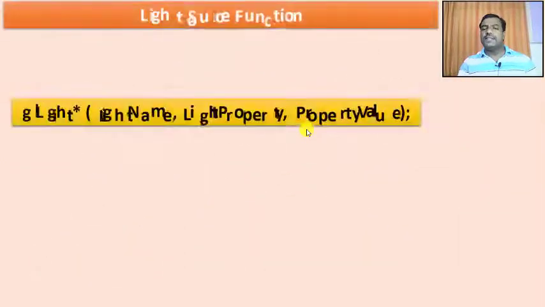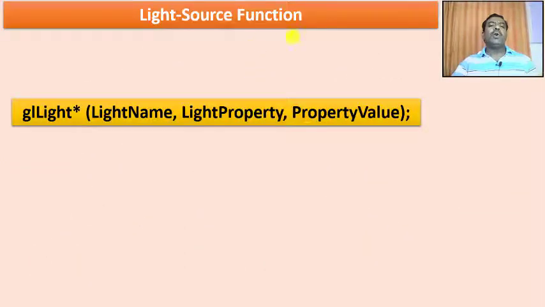Now, whenever we talk about a light source, or the light source property and its function, this is the function which we are going to use, glLight, and it takes three parameters. I will tell you what these three parameters are all about, but first understand what this star is going to stand for.